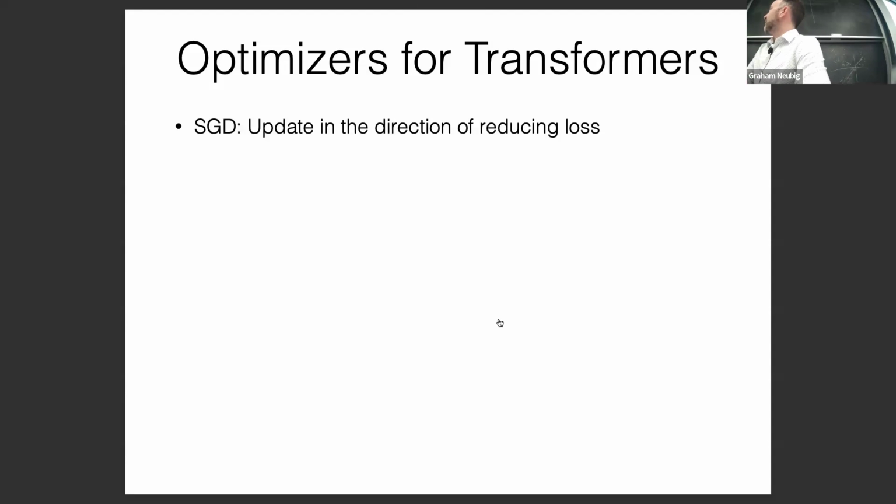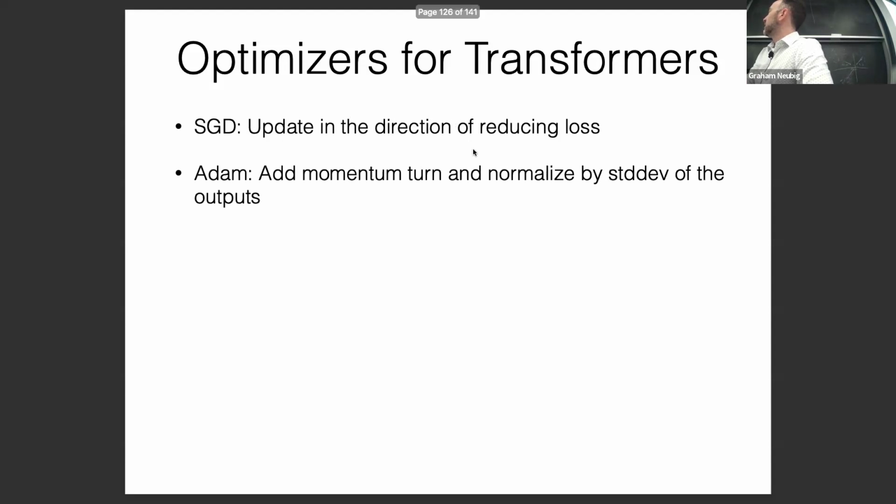So the first thing is optimizers. Previously, what we've talked about is SGD. So SGD updates in the direction of reducing loss. Adam, which I also talked about, adds a momentum term, and normalizes by the standard deviation of the outputs to kind of upweight infrequently updated parameters.